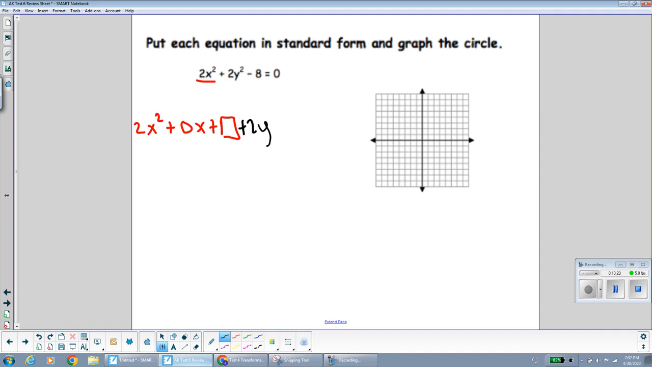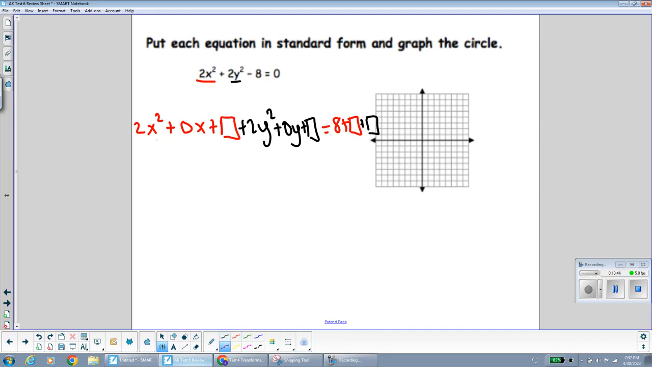Grouping my y terms together, same thing with the y's. There is no second y term, so I'm going to put a 0y. And then when we move the 8 over to the other side, that's a positive 8. And I'm going to just make my 2 boxes because I am going to be completing the square.